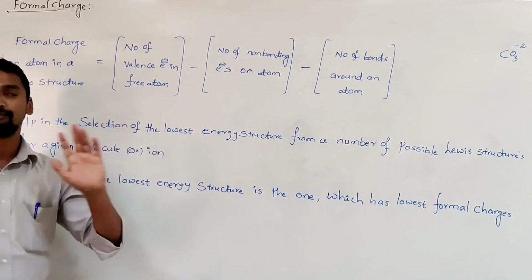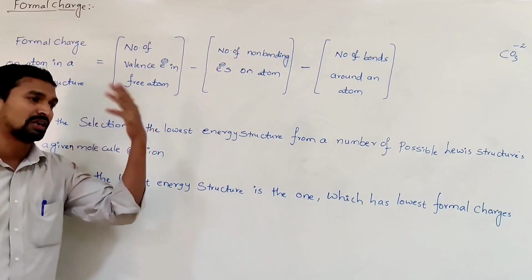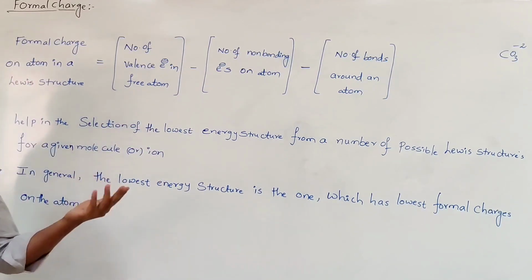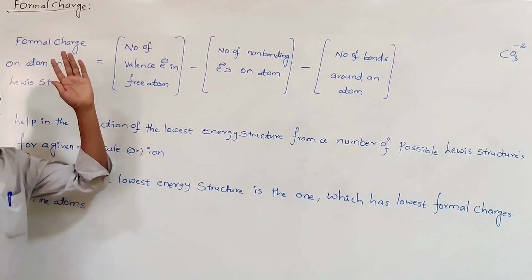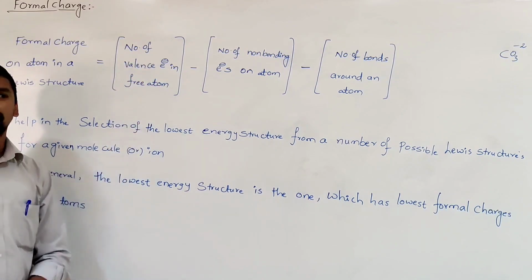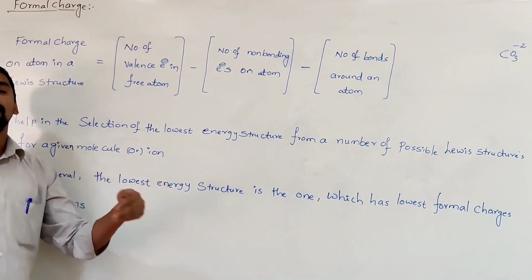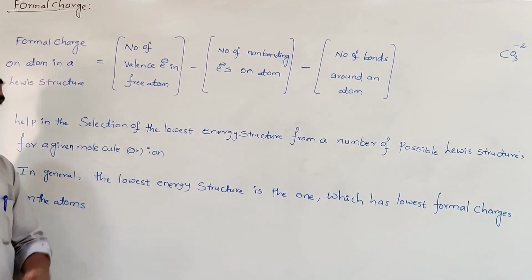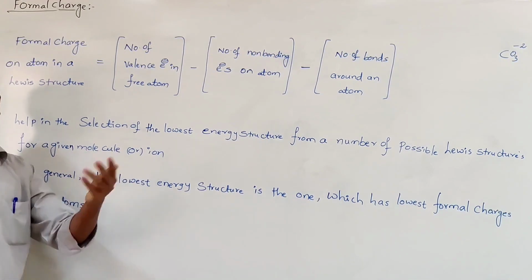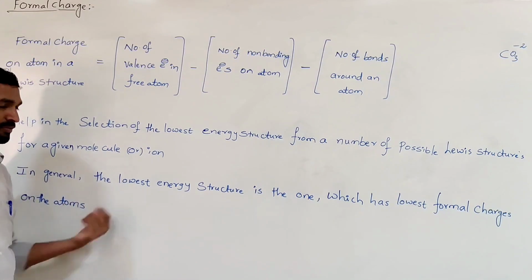The formal charge is different from oxidation state. Both are not the same. You can learn in the coming chapters what oxidation state is. The oxidation state and formal charge are not the same. The formal charge is nothing but the difference between the number of valence electrons in a free atom and the number of electrons assigned to the atom in a Lewis structure. So let us take some examples and see how to calculate the formal charge of each atom. That we will discuss now.